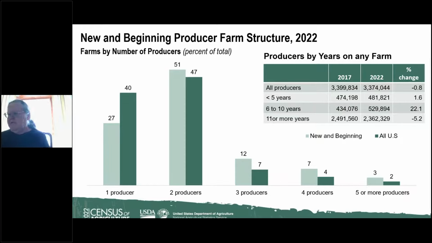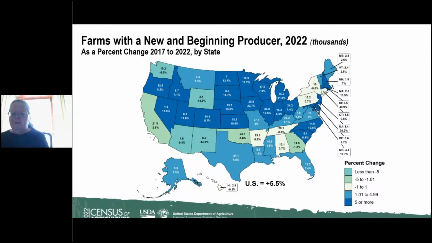The next slide is another one showing you farm structure. You can see, again, new and beginning producers are less likely to be on solo operated farms, more likely to be on farms with multiple producers. Let's move on to the next slide, which is a similar map to what you saw for young producers, showing the states that experienced an increase in the number of farms with a new and beginning producer. Again, somewhat similar patterns to the maps we saw for young producers, where the number of new and beginning producer operated farms is higher in the northern United States.